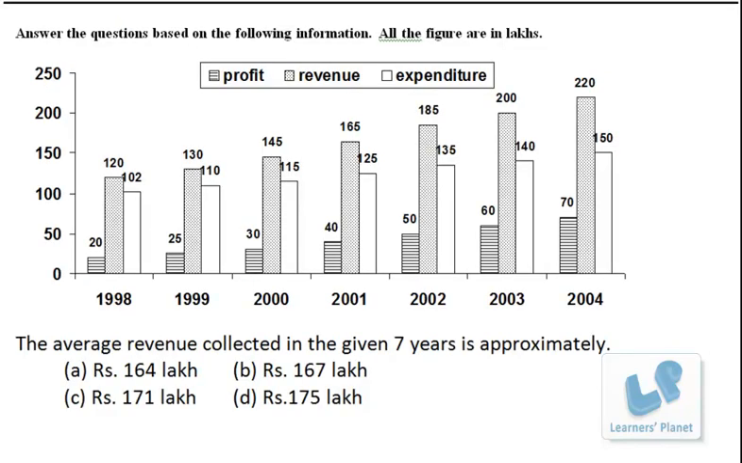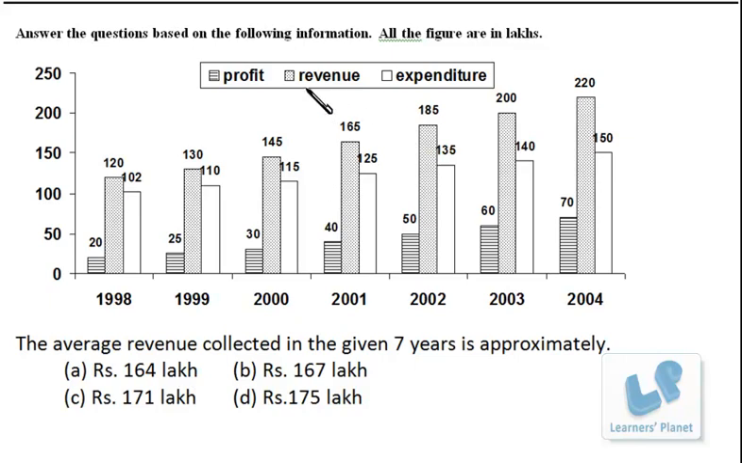Now friends, let's take up the next set of questions. Here we have been given a bar chart, and there are 3 bars per year, right? One is showing profit, the second one is showing revenue, and the third one is showing expenditures, right? And all the figures given here are in lakhs. Now, the very first question is, the average revenue collected in these given 7 years is approximately.